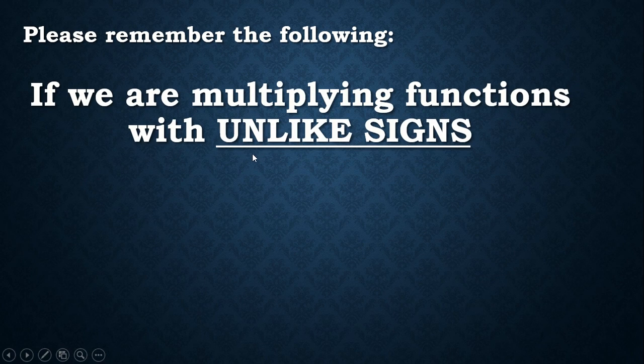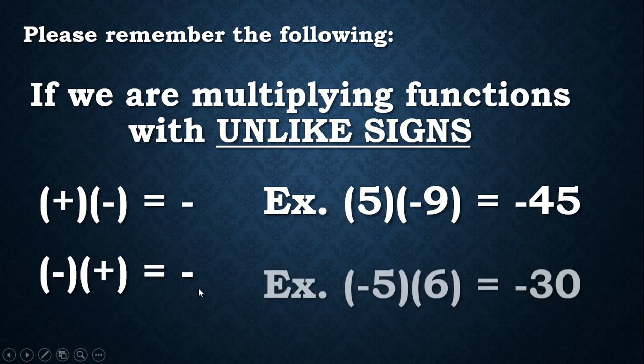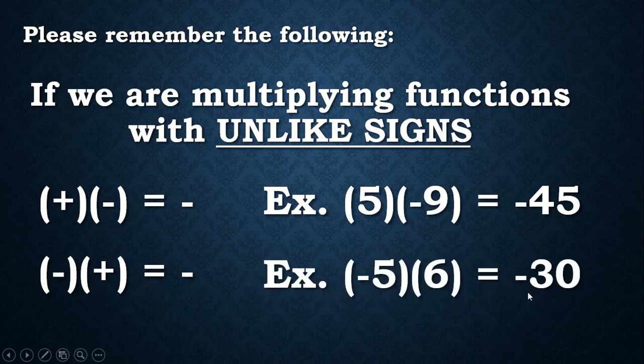If we are multiplying functions with unlike signs or different signs, positive times negative is equal to negative. Example, positive 5 times negative 9, that is equal to negative 45. Positive times negative, that will be negative. Negative times positive is equal to negative. Negative 5 times positive 6, that is negative 30. Please do remember that if you are multiplying unlike signs or different signs, the sign of the answer will be negative.